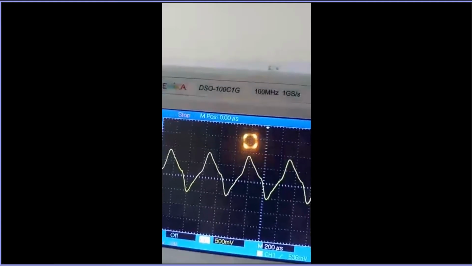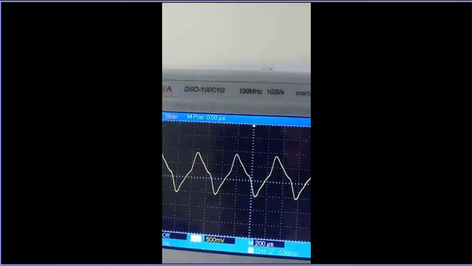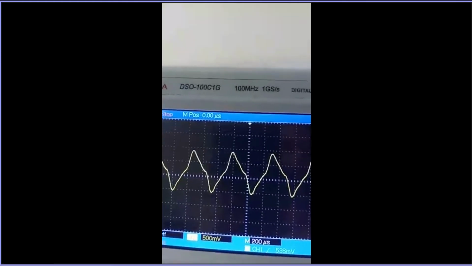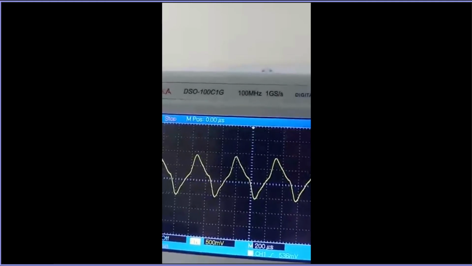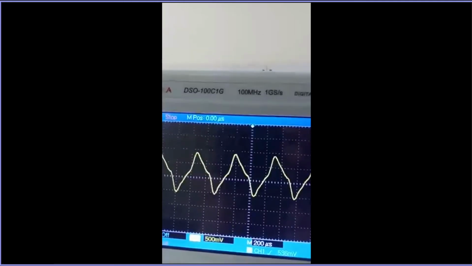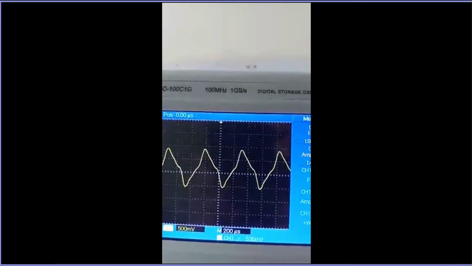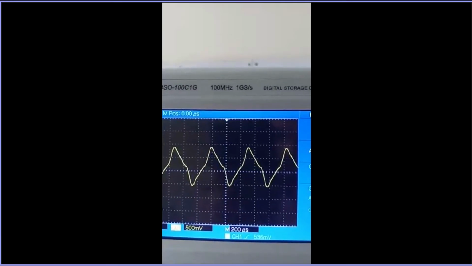So we can see that the output of the natural sampling section using the low pass filter is not so clear, not so good as compared to the sample and hold that we have seen in the previous case. Okay. Anyhow, please take the reading. It is 1.92 kilohertz at 1.44 volt, right?